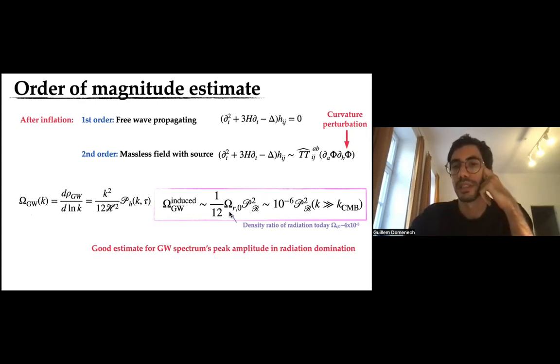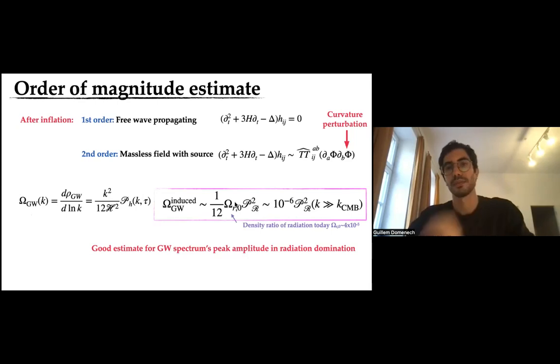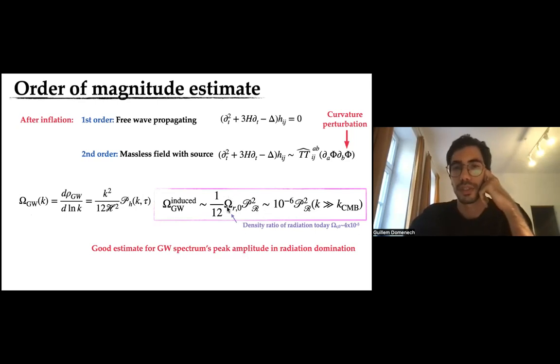Then you take into account the redshift, and you can do that by putting in the density ratio of radiation today. If you put some numbers from Planck, we know this fraction is 4 times 10 to the minus 5. So in the end, you get 10 to the minus 6 times the power spectrum squared. This is quite good for a radiation-dominated universe. In this way, you can estimate the peak amplitude of these induced gravitational waves.